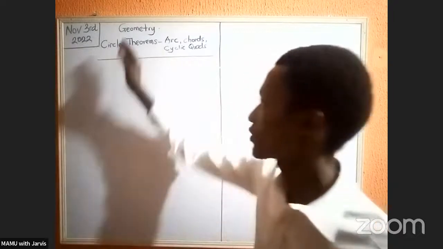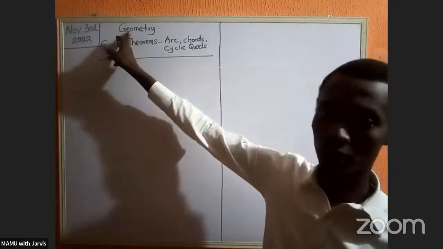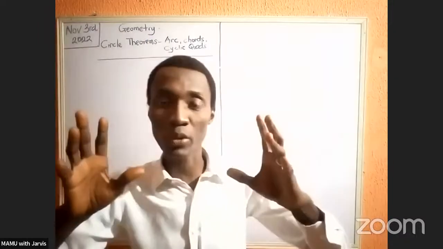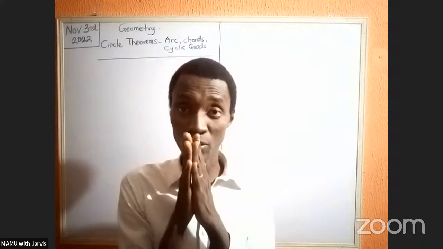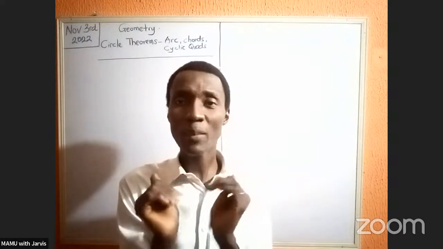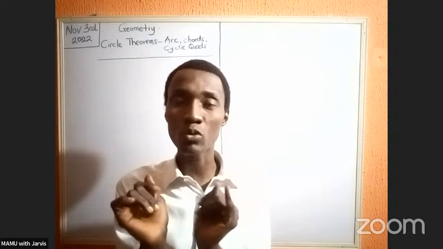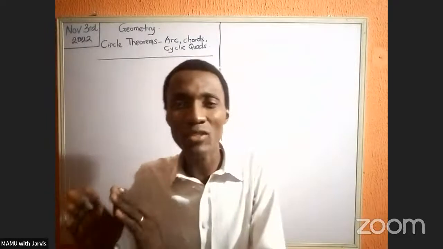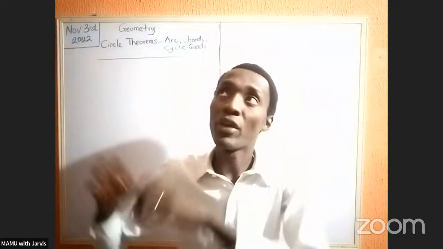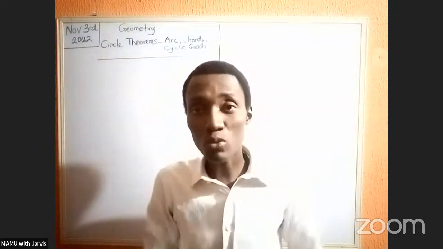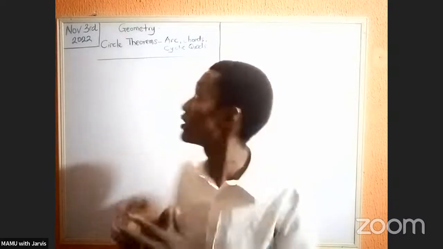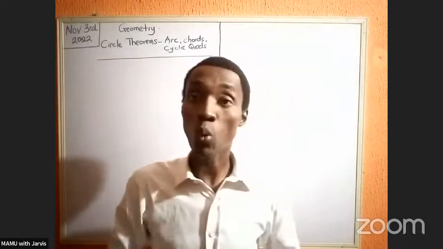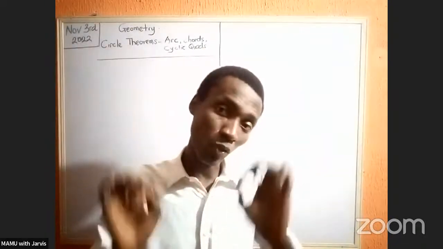Now, it comes under a branch of maths we call geometry. There are two aspects to circle theorems, or sometimes some folks will call it circle geometry. There is a part that tends to arc, chords, circles, and cyclic chords. There is a part that tends to alternate segments and tangents. My focus today will be trying to look at the introductory aspect, which is arc, chord, and cyclic chords or quadrilaterals.